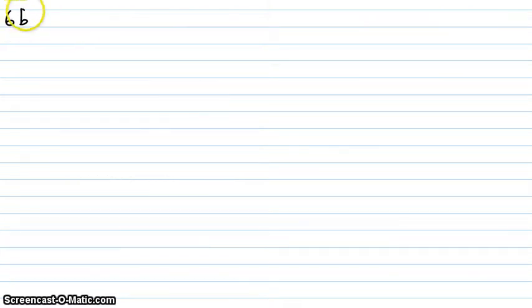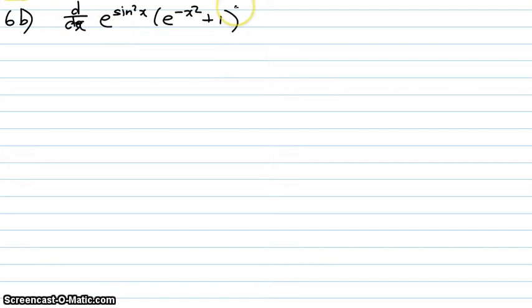So 6b wants us to differentiate e to the sine squared x times e to the minus x squared plus 1. Okay, so how are we going to do this? Well, this is a product rule question. We can just dive straight into this if we like.